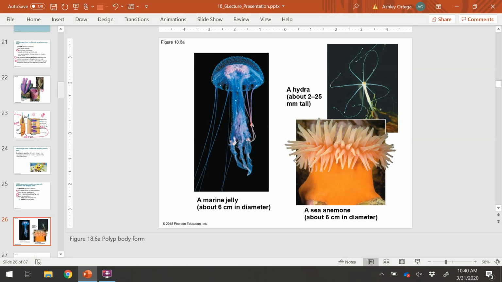And so here are some examples of common cnidarians. The marine jelly is a medusa form of a Cnidaria group. Sea anemone is a polyp form, as it's stationary. It is not going to be mobile. And then the hydra alternates between being stationary and being mobile. And so that is another example. And so all these have tentacles with stinging cells on the ends of them in different regions.